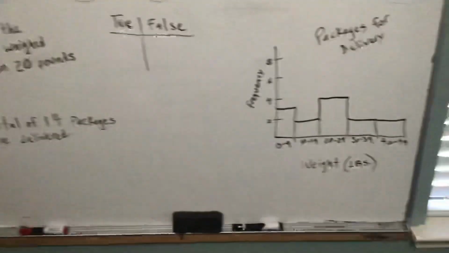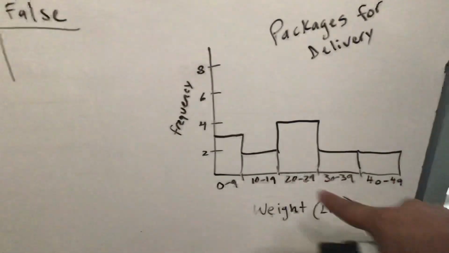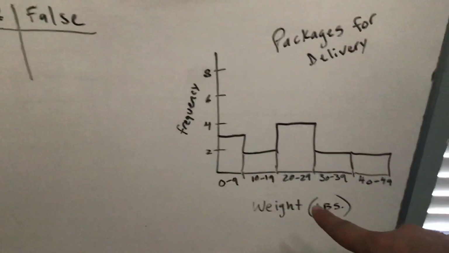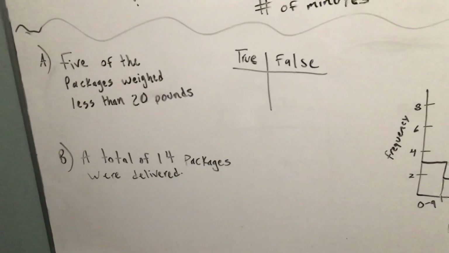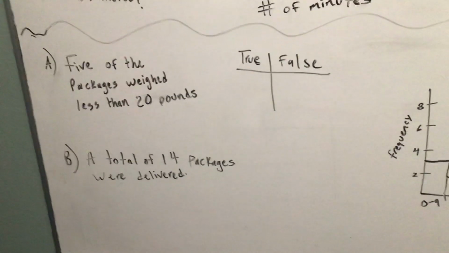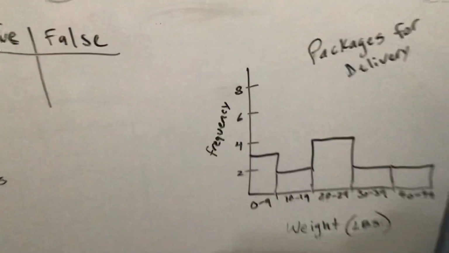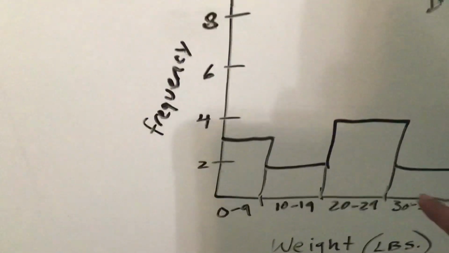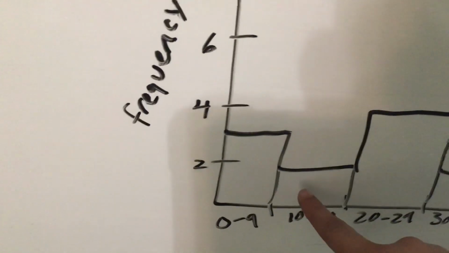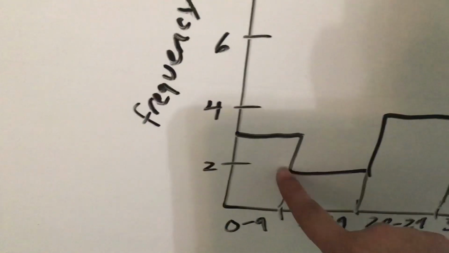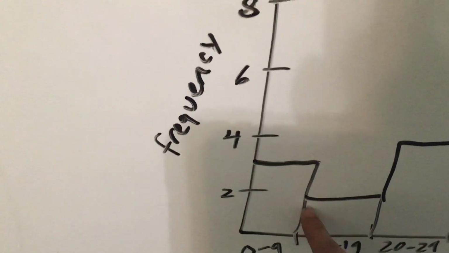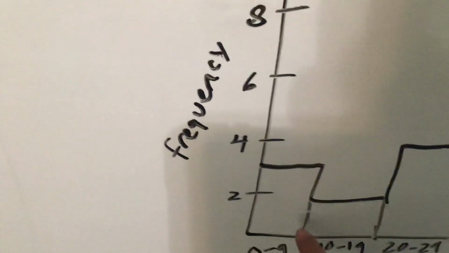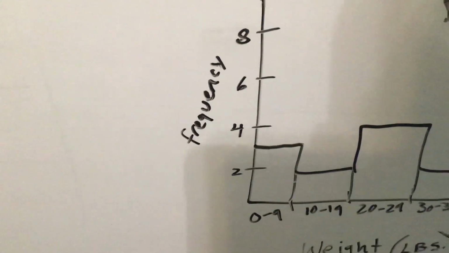So we look for the pounds. Here we go, side to side. And we're looking for anything that is less than 20 pounds. And they're saying that 5 of the packages are less than 20. So anything less than 20 is 19 and below. So from 10 to 19, that's 2. And from 0 to 9 pounds is 3. So 2 plus 3, that will give you 5.